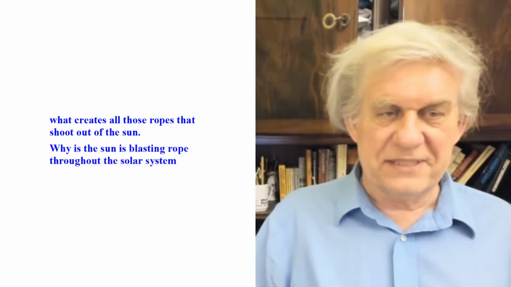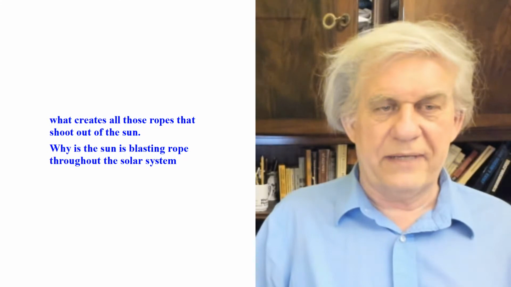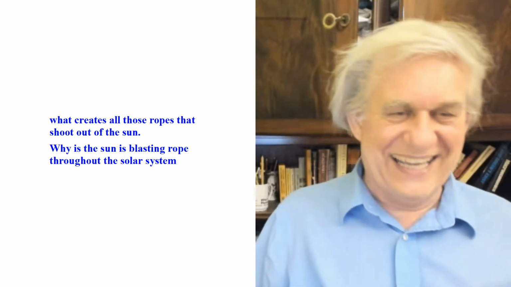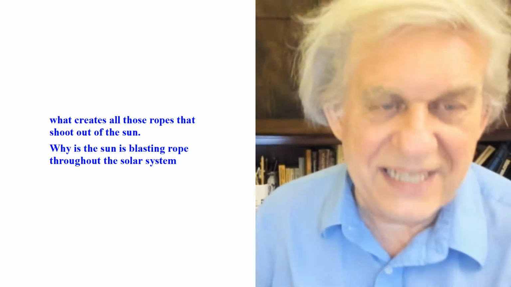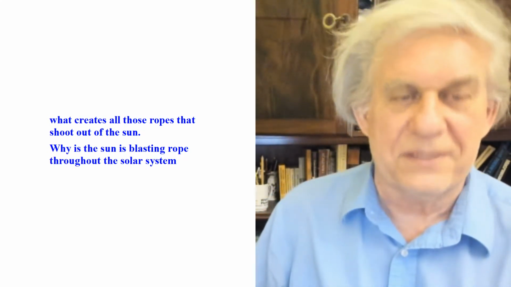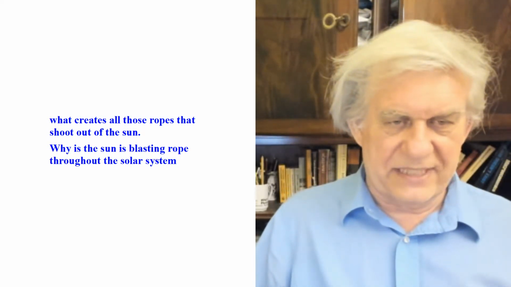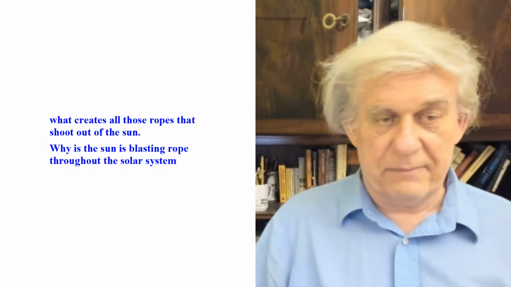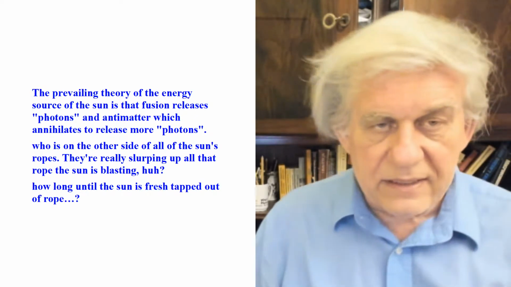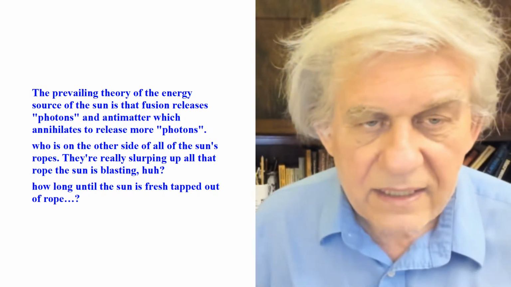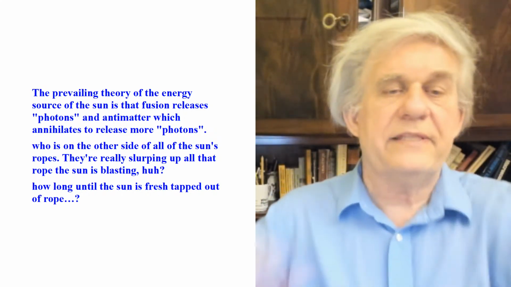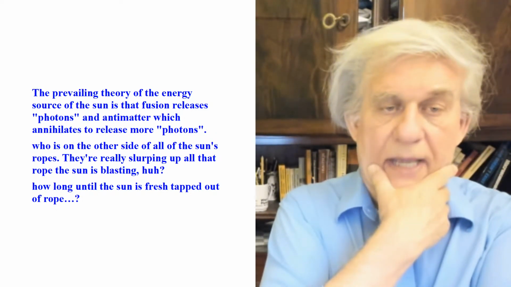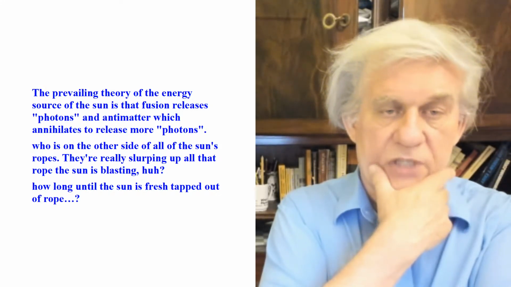Okay, getting more into the comments that people made here. What creates all those ropes that shoot out of the sun? Why is the sun blasting rope throughout the solar system? I don't know if it's the same guy, but it had similar wording, so I guess it's the same guy. He said the following: the prevailing theory of the energy source of the sun is that fusion releases photons, right, and antimatter, which annihilates to release more photons, okay?